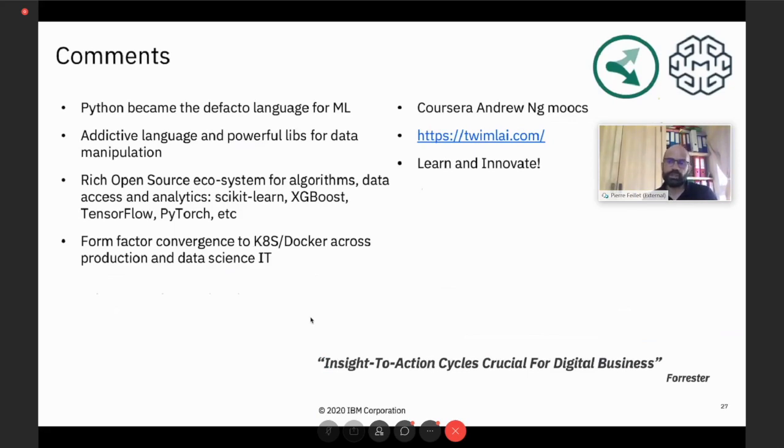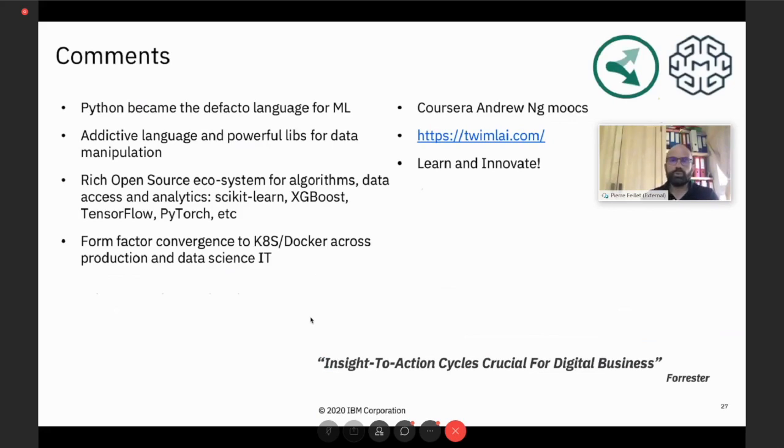And on the runtime, I see a convergence on Kubernetes and Docker form factor. Whether we are interested in online systems or in big data, I see that the two IT worlds are converging in this direction.